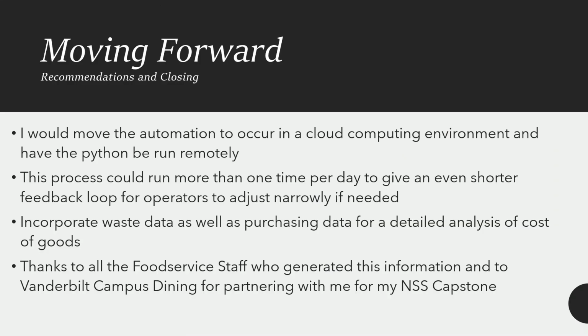Okay, well, what might I do differently moving forward? I would have the automation occur in a cloud computing environment so that it wasn't dependent on a specific machine. This process could also be run more than one time per day. Say this was a 24-hour restaurant and we wanted to run this process every 6 or 8 hours, we could do that. For those cards at the top of the first page of the dashboard, where it showed the cost of leftover per meal, and leftover as a percentage of the produced amount, I would also incorporate waste data as well as purchasing data if this was an internal document just at Vanderbilt to use. This is very much a dashboard for my NSS Capstone, but if this was more of an internal document, I would include that information there as well.